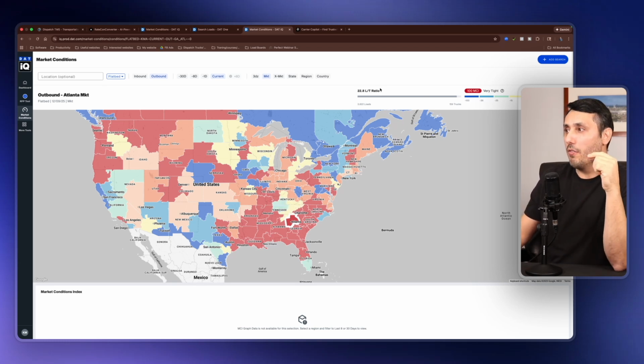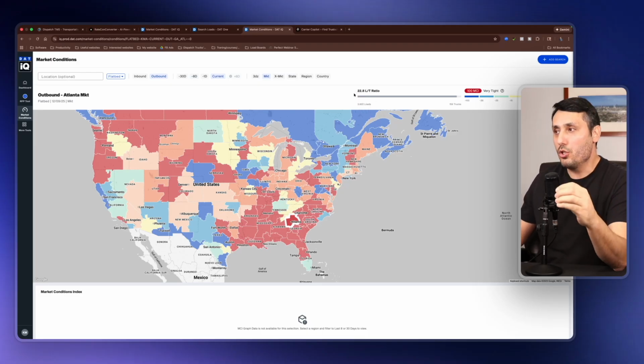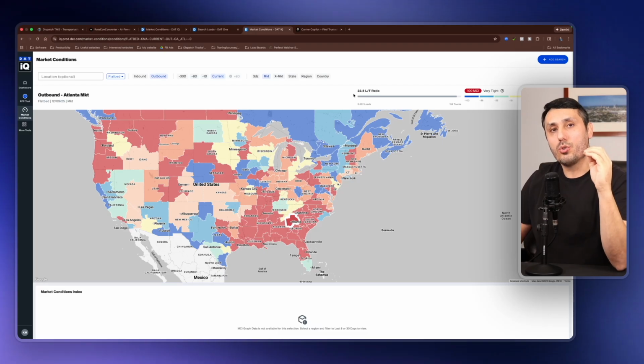What we have is 22.8. Look at this number. Remember we talked about load to truck ratio. That means 23 loads per truck posted. Very important to understand this. Focusing on inbound and outbound.